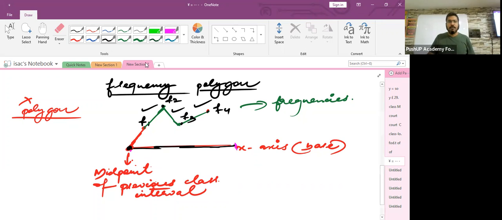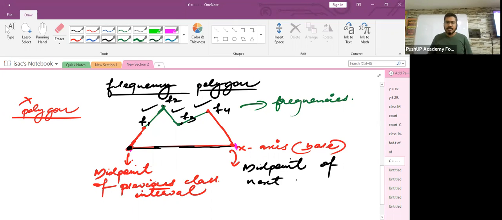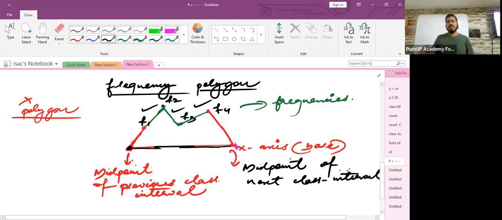And this point, F4, children, the last frequency which you plotted on the graph paper, has to be connected on the x-axis in such a way that this point on the x-axis happens to be the midpoint of the next class interval. Just note it down. Midpoint of previous class interval, midpoint of next class interval. You will understand once I do the graph. Okay? You will understand it, children. Don't worry. I'll teach you everything in detail.